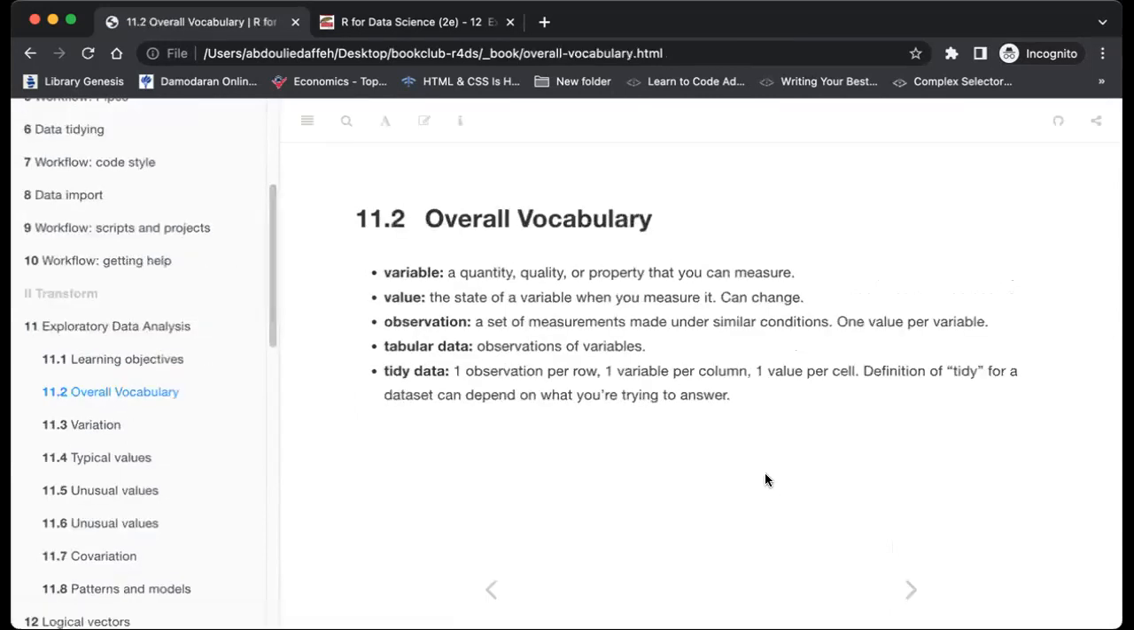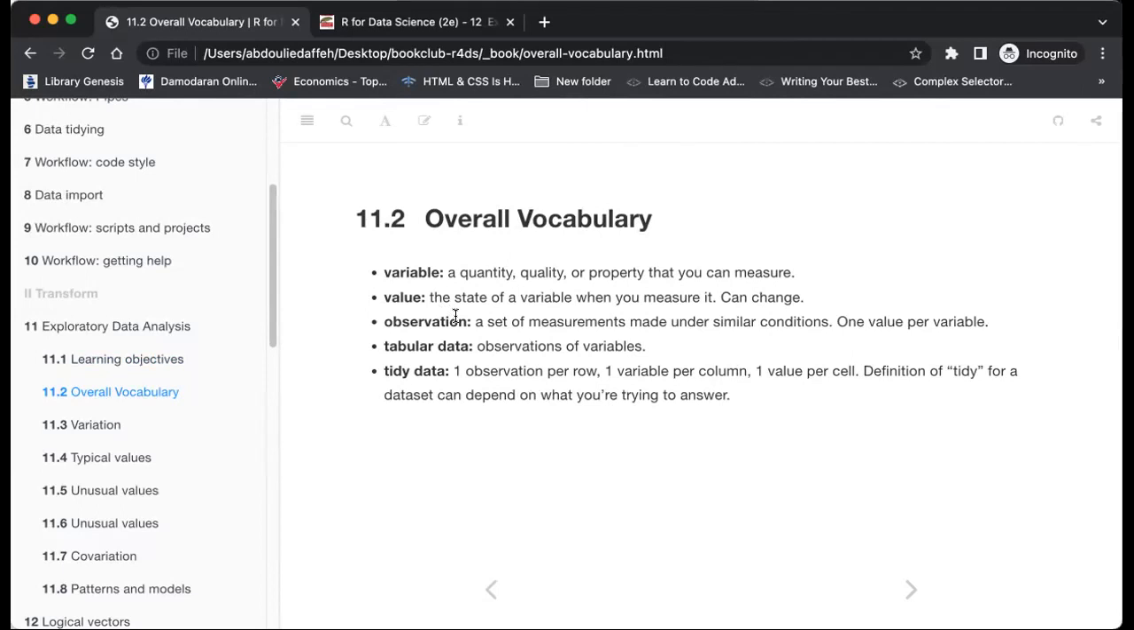So that's the vocabulary that will be used. Variable: a quantity or quality or property that we can measure. Okay. Yeah, like assigning X to a particular quantity or quality or something like this. Value: the state of a variable when you measure it. It can change. Observation: a set of measurements made under similar conditions.